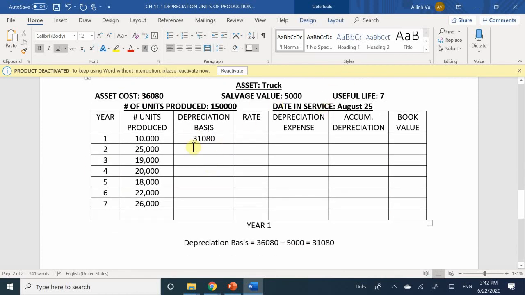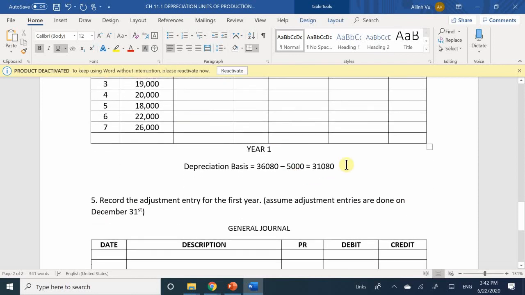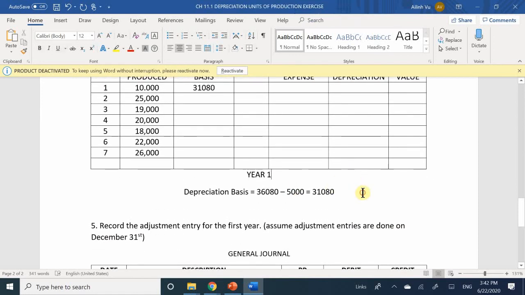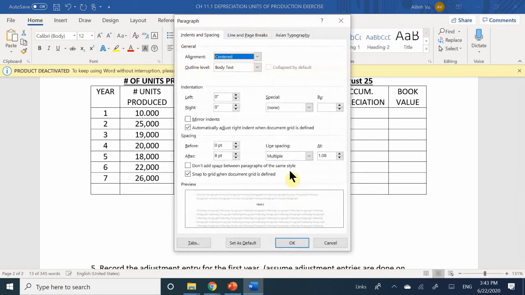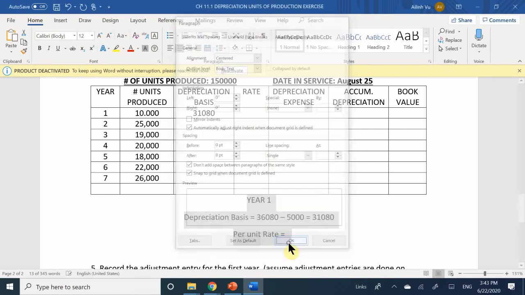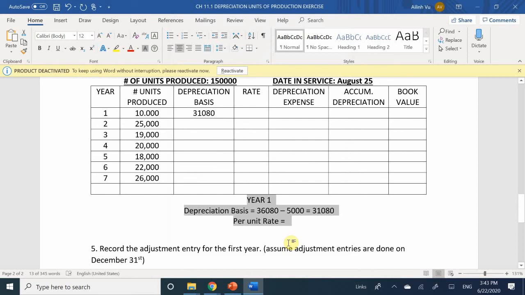Now that we solved for the depreciation basis, what is the per unit rate? Let me leave it up there. What is the per unit rate? 31,080 divided by 150,000. I have 0.2072. Anybody else? I got 0.0006 and then all sixes.